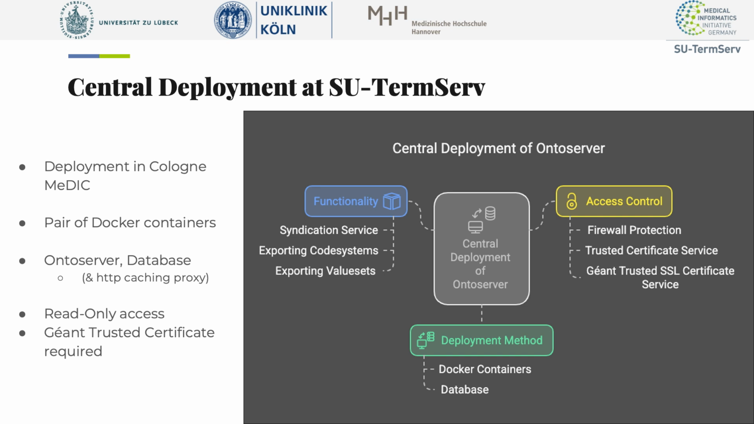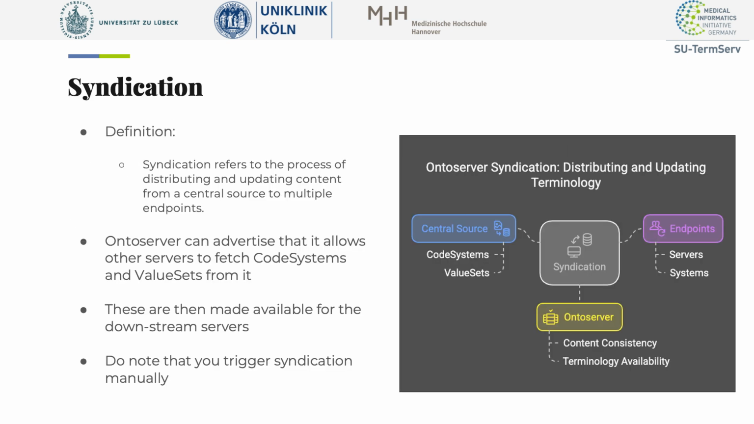It's known as syndication. Syndication is the process of distributing and updating content from a central source to multiple endpoints. With Ontoserver's syndication API, we can easily connect to upstream syndication feeds and import the latest terminologies. This ensures that all our systems are using the most up-to-date information. Now, let's explore the key feature that makes Ontoserver's syndication mechanism so powerful.